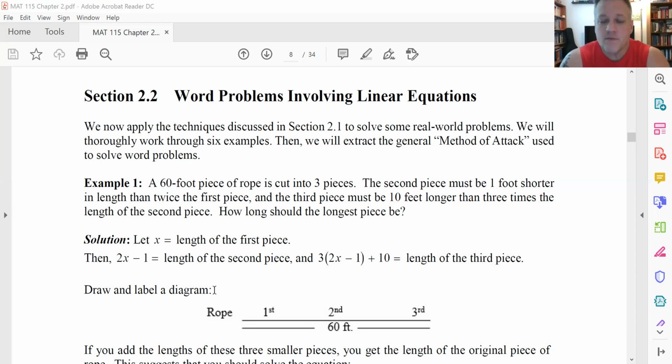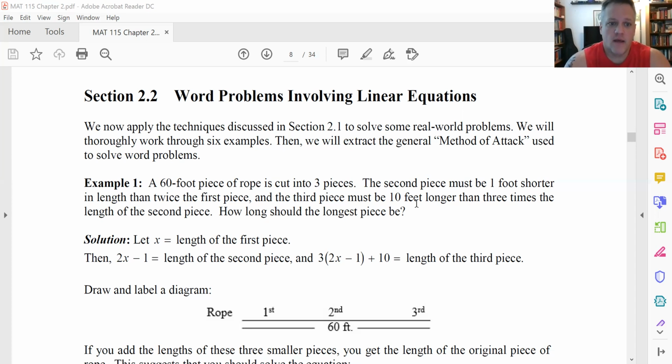Okay, so let's let x be the length of the first piece. Then we have to interpret these pieces of information to get the lengths of the other 2 pieces in terms of that variable, and then we can add those up and get 60.